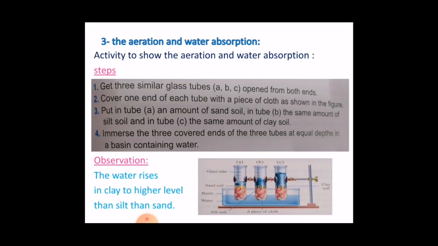Number 4, immerse the 3 covered ends of the 3 tubes at equal depth in a basin containing water. We have 3 glass tubes. A contains sand soil, B contains silt soil, C contains clay soil. What can you observe? The water rises in clay to a higher level than silt, than sand. In tube C, then B, then A.